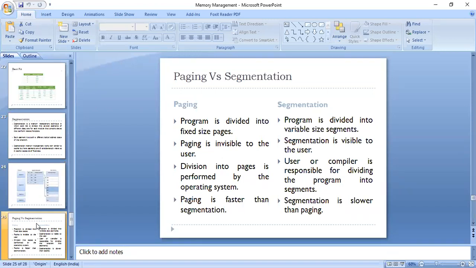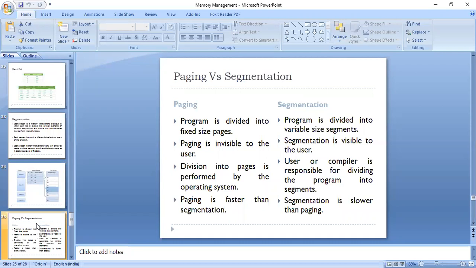Paging is invisible to the user. It is a virtual, back end, object oriented mechanism which is performed without the knowledge of the user. But segmentation is visible to users. They also play a vital role in segmentation.